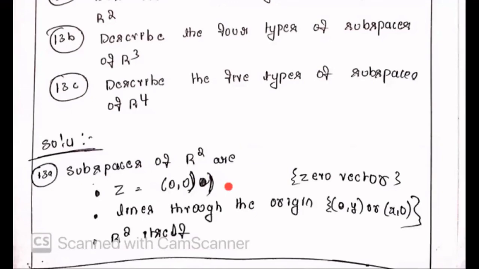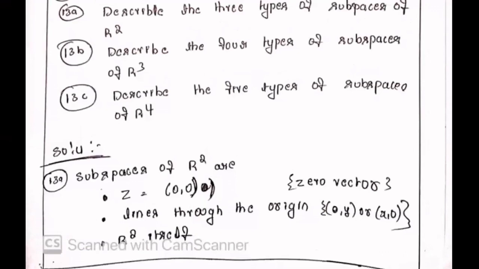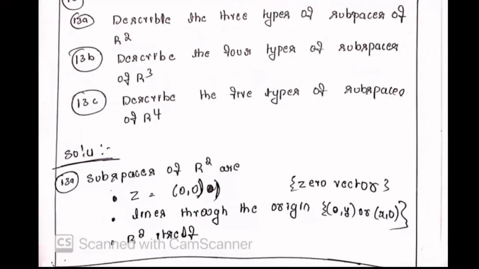Then a line through the origin, right? That comes under a subspace. And one more is R2 itself. That means the whole R2, the whole thing. So these 3 subspaces will come under 2 dimension.